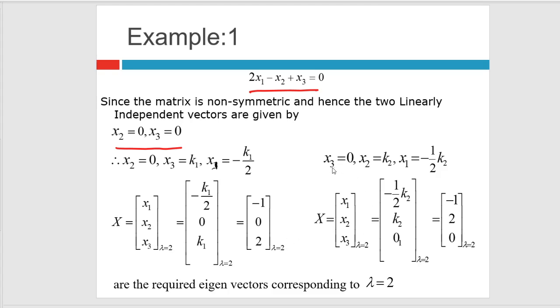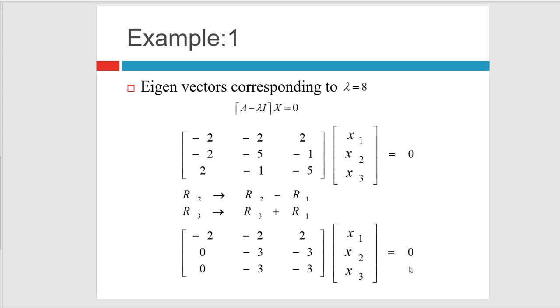Now for the second set, x3 equal to 0, we find the x1 and x2 values, substitute here, and then the eigenvectors are minus 1, 2, 0 or 1, minus 2, 0 for lambda equal to 2. This is the second set. Now we find the third set for lambda equal to 8.